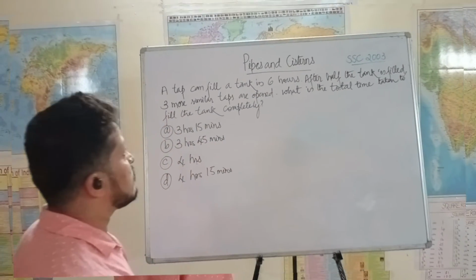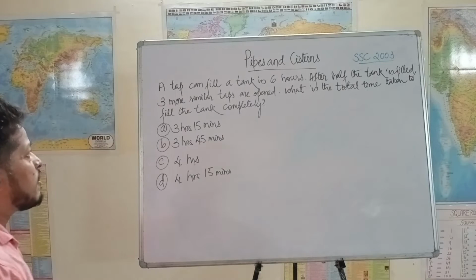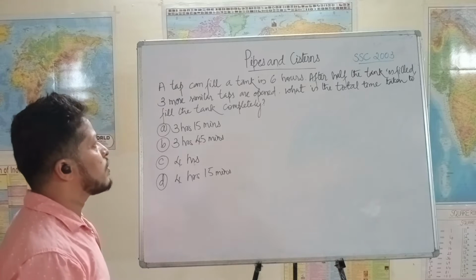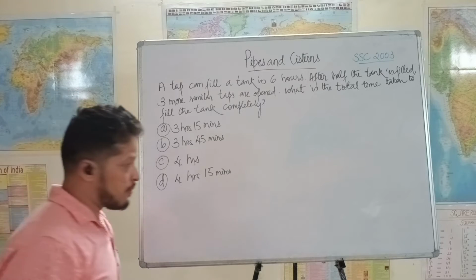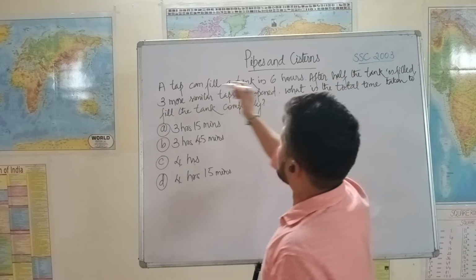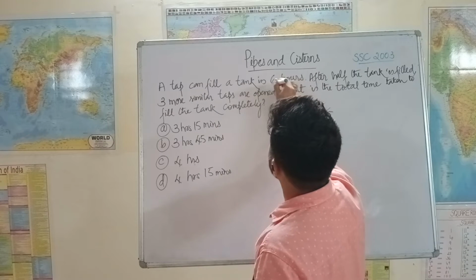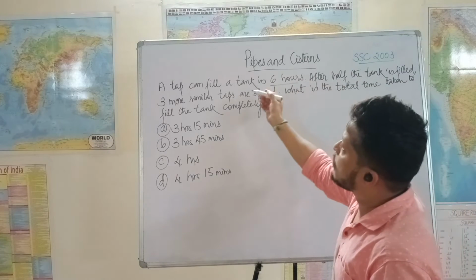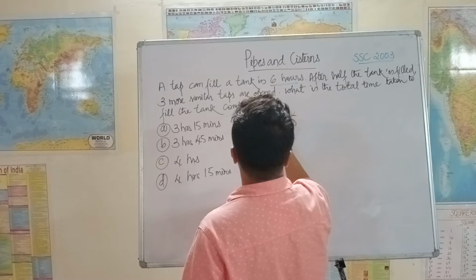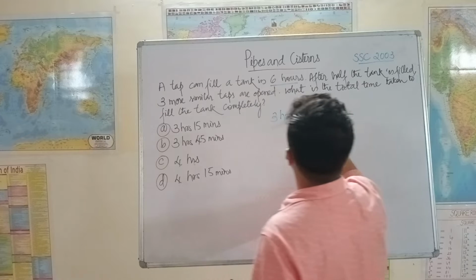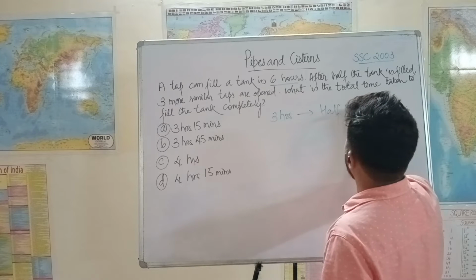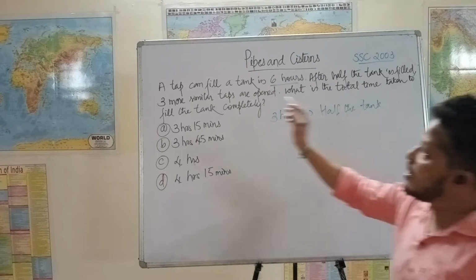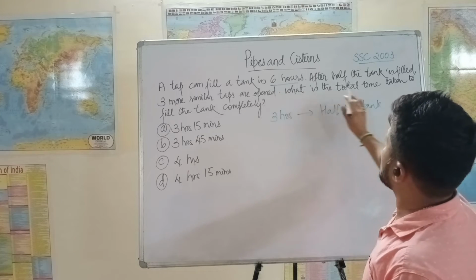Okay, we have a question from SSC 2003. A tap can fill a tank in 6 hours. After half the tank is filled, 3 more similar taps are opened. What is the total time taken to fill the tank completely? See, this tap A can fill the tank in 6 hours. But after half the tank is filled means you have taken half the time, right? So in the first 3 hours, half the tank is filled. Then 3 more similar taps are opened.